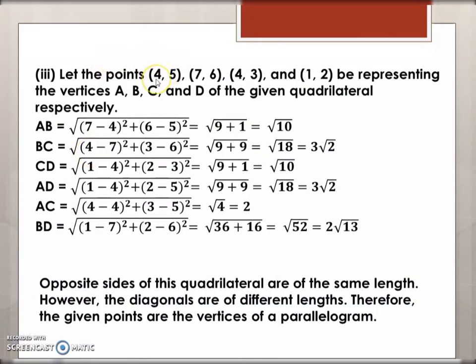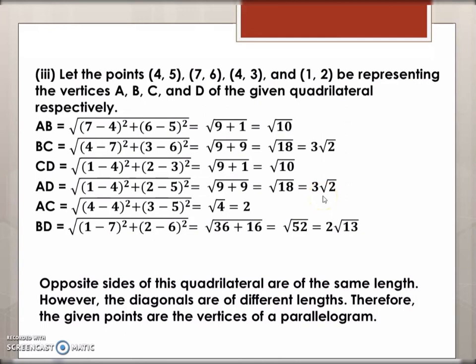So in the third part, the coordinates that are given are 4, 5, 7, 6, 4, 3 and 1, 2. So these are the points ABCD. You have to determine what type of quadrilateral is ABCD. So again, find out length of all the sides. So using distance formula, substituting the coordinates in distance formula, when you find the length, AB is coming as √10. BC, when you solve, you will get √18, which can be further simplified as 3√2 units. CD is coming again as √10, and AD is coming as again √18 or 3√2.